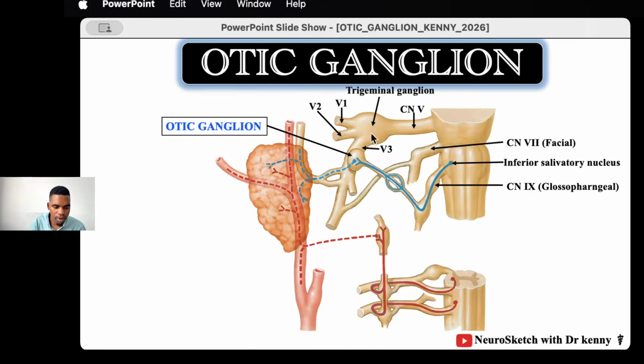So let's remind ourselves about the trigeminal nerve. We have said cranial nerve number 5 is called the trigeminal nerve, and it has three branches. We have V1, V2, and V3.